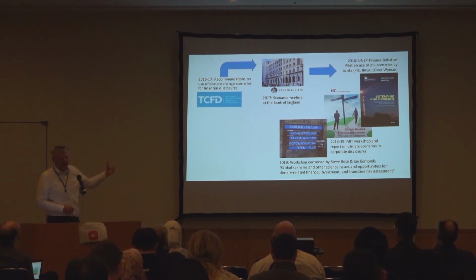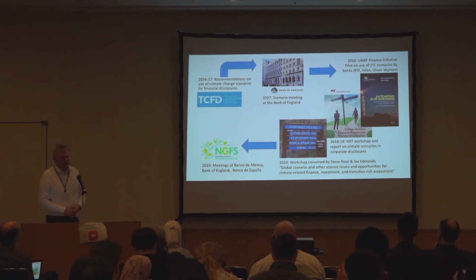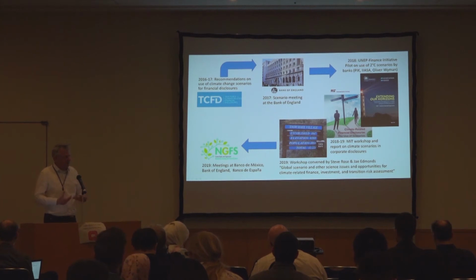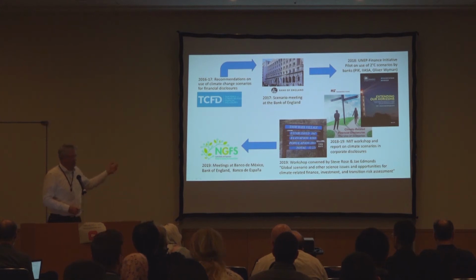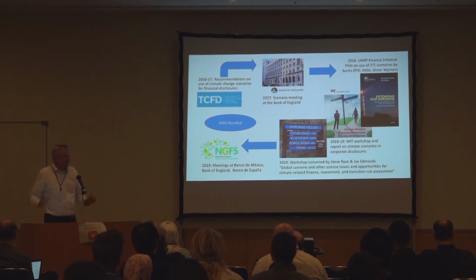There were many more activities, many more meetings. And right now, another important player in this field that is important to know about is the so-called Network for Greening the Financial System. That's a collaboration of regulators and central banks that are really thinking of using or of recommending guidelines for the use of scenarios for these financial risk disclosures. And we are in touch with them. There were meetings at the central banks of Mexico, England, and Spain over the course of the year where we presented our work.